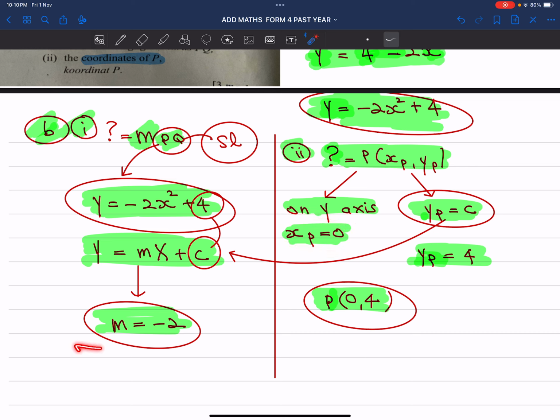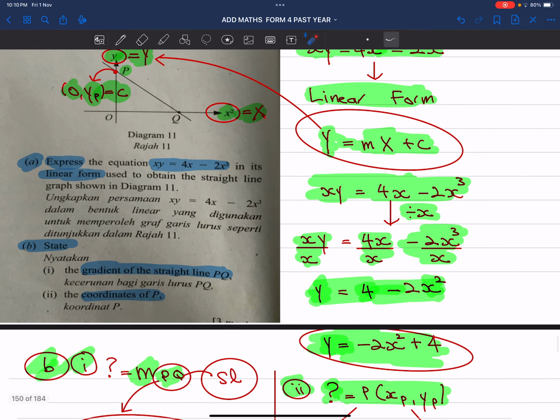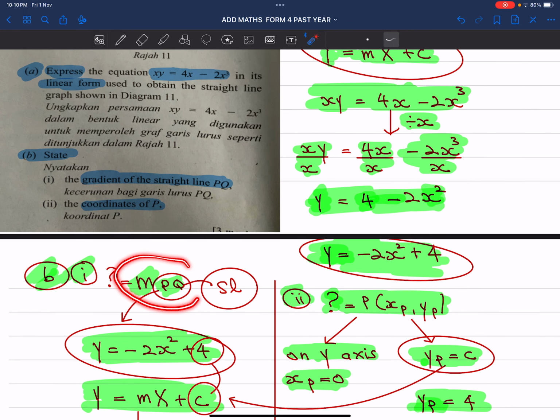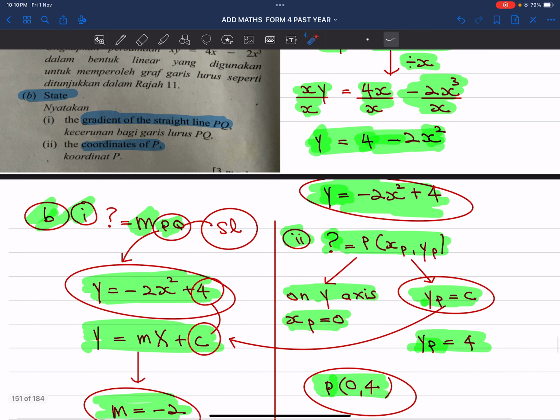So we have got our gradient and we have got our P. And keep in mind, we always start from what they ask.